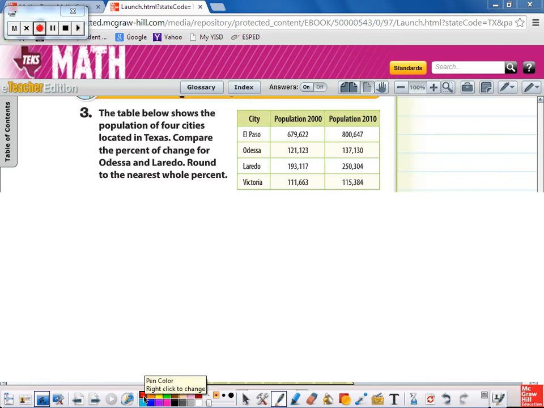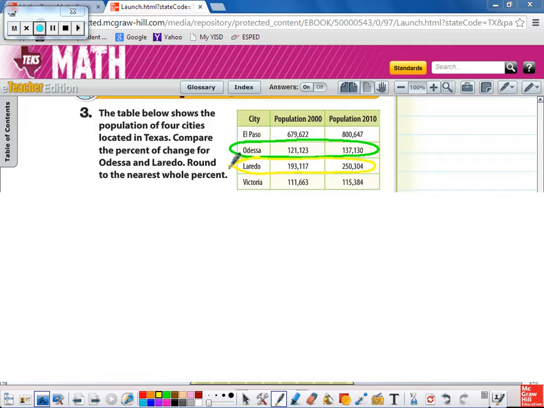Example number 3 is going to take us another few steps, but it's not as hard as it seems. So the table below shows the population of 4 cities located in Texas. Compare the percent of change for Odessa and Laredo. Round to the nearest whole percent. So the first thing I'm going to do is look at Odessa and Laredo. I'm going to do it with my pen instead, so I don't block it out. Hopefully you guys can see it. So Odessa is right here, and we're going to use all of that information, and compare that to Laredo, which is right under it.